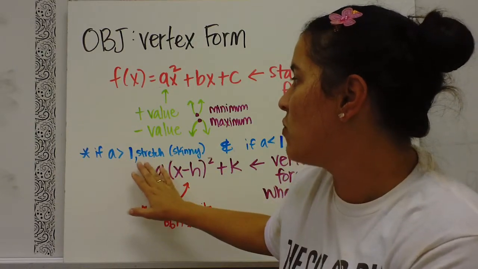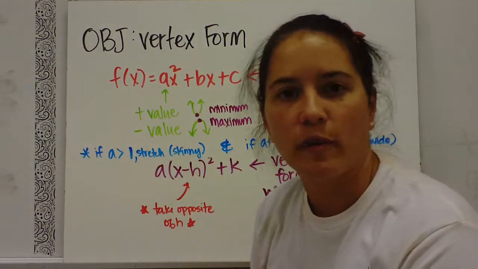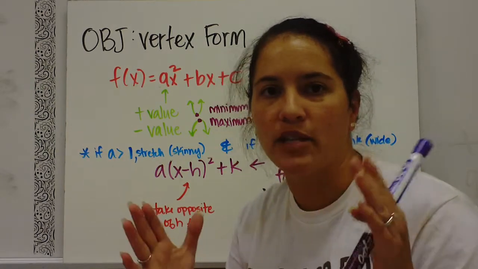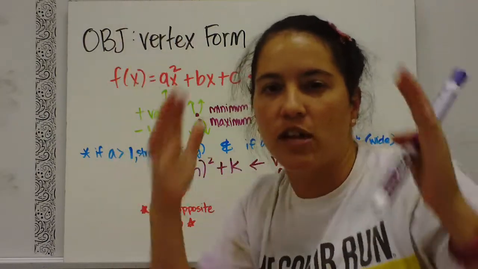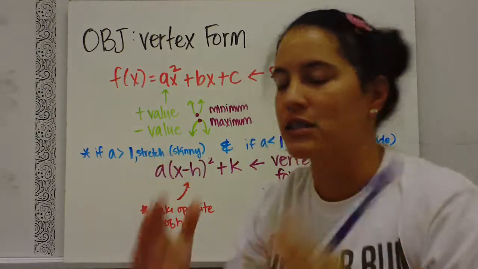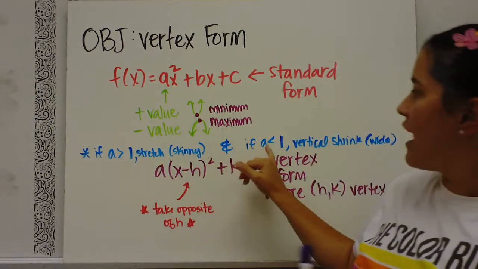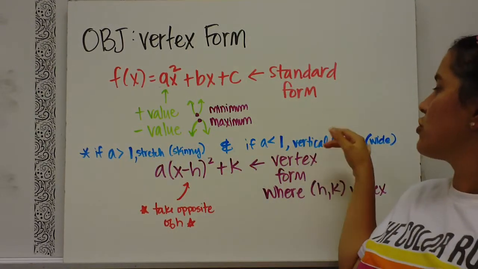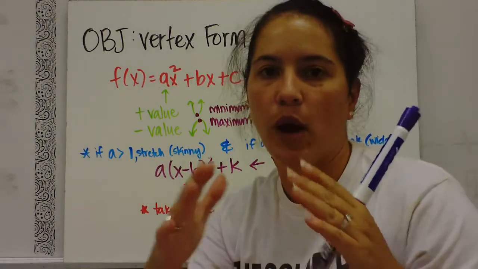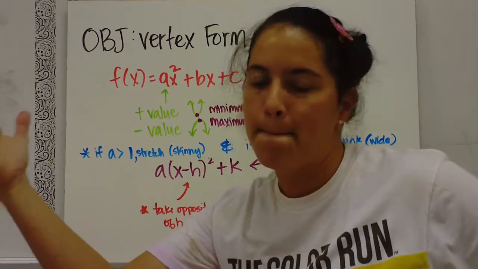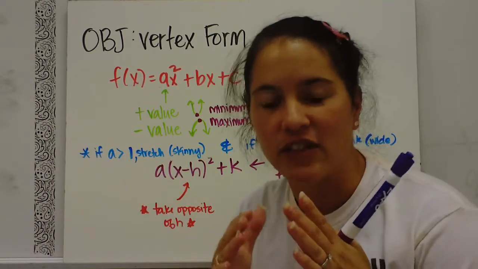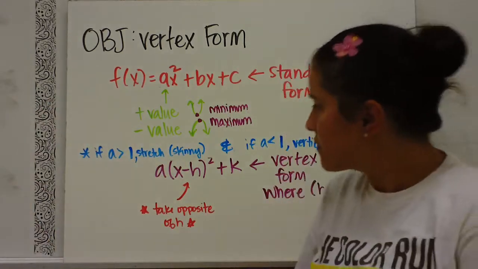If a is greater than 1, then you're going to have a vertical stretch, like we've been doing with dilations of the y value. So if it's a big number, it's going to be stretched up, a vertical stretch, so your parabola is going to look skinnier. If a is less than 1, that's a vertical shrink or a compression, and that makes your parabola wider. So it's kind of reverse. If a is greater than 1, it's going to get skinnier. If it's less than 1, it's going to get wider.